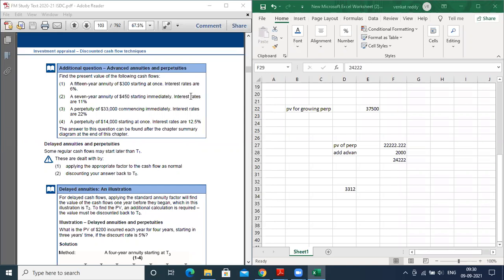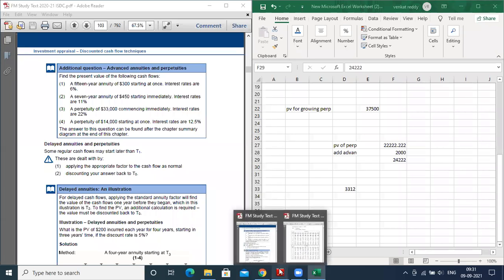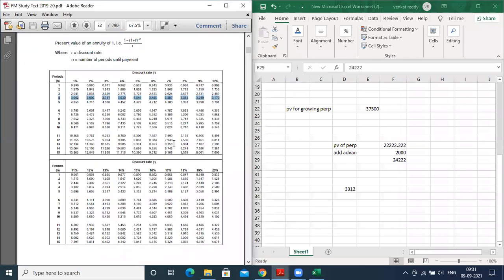First, for 15 years, we need to see the annuity factor. So for 15 years, we need to see the annuity factors at a rate of 6%. Now, let me show that. Okay, so I think most of you got 3,888. Now let me clarify this. So what is the annuity for 15 years at 6%? It is 9.716.